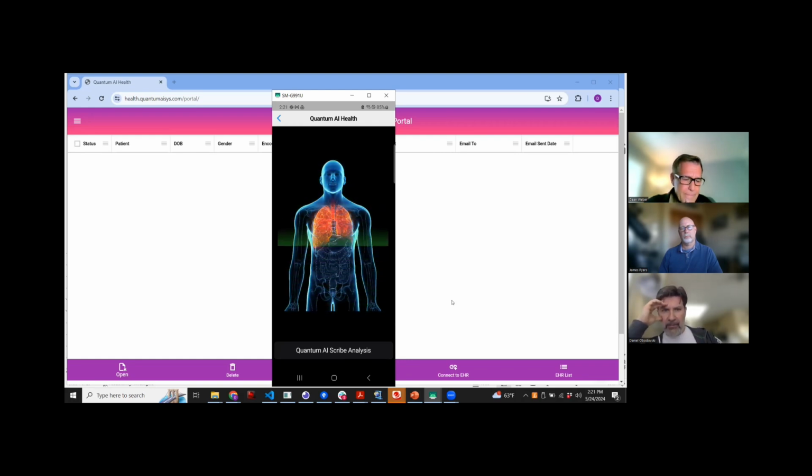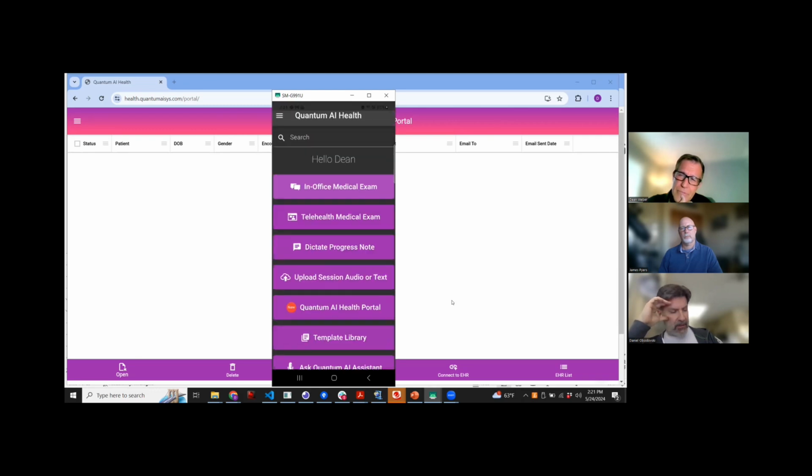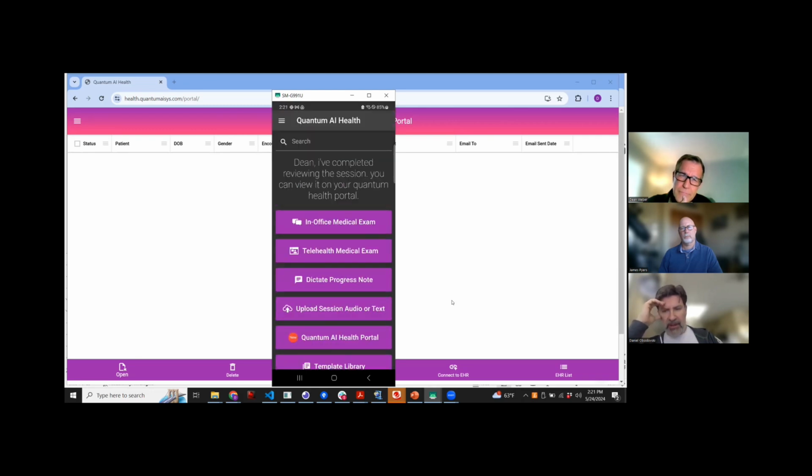Mm-hmm. How much time does it take on average to convert that into the notes? It's about 30 seconds, on average. For longer sessions, maybe up to a bit more. It's usually less than a minute to do it. That's pretty cool. Session viewed on your quantum.health portal.